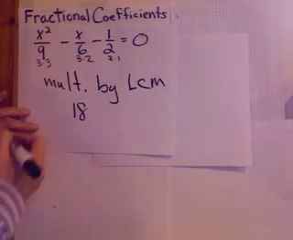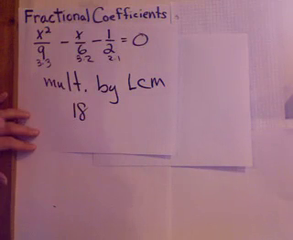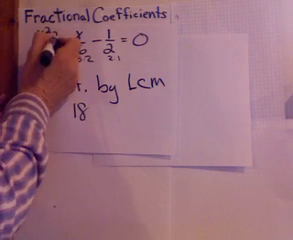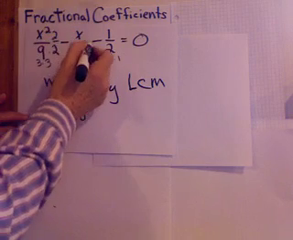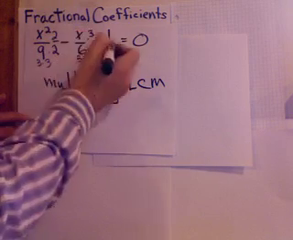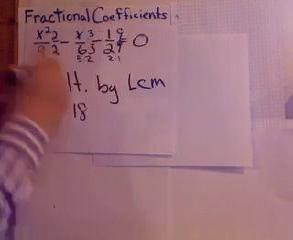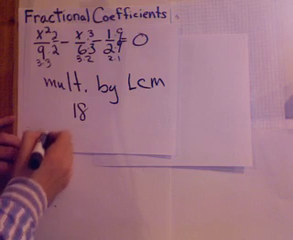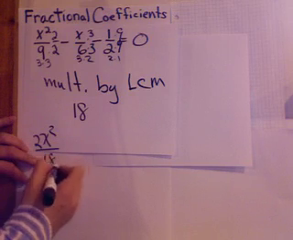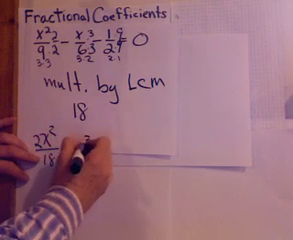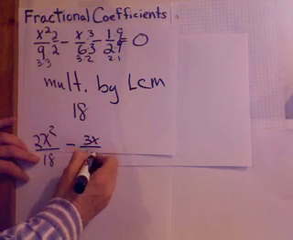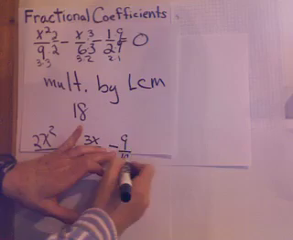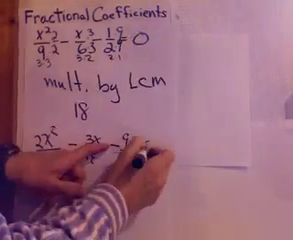So I'm going to rewrite them with 18 as the denominator. I do need to figure out what to multiply each one by. This one, 2 over 2. This one, 3 over 3. This one, 9 over 9. New fractions are 2x squared over 18 minus 3x over 18 minus 9 over 18 equals 9 times 0, 0.